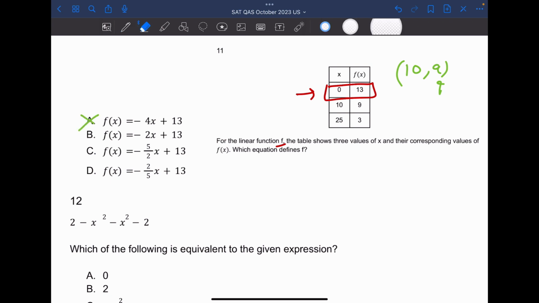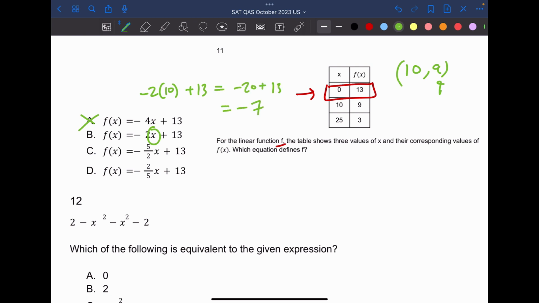Let's try the same thing for B. Plug in 10. So if you plug in 10 into x, you get negative 2 times 10 plus 13, which is equal to negative 20 plus 13, which is still negative 7. Did we get 9? No. So B is also wrong.